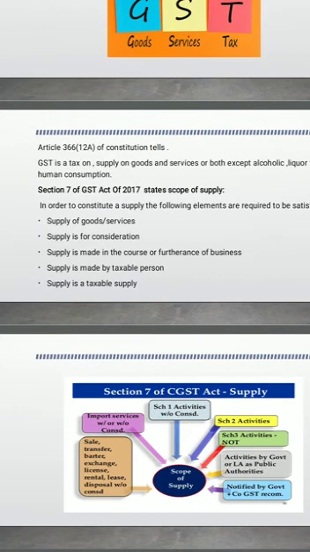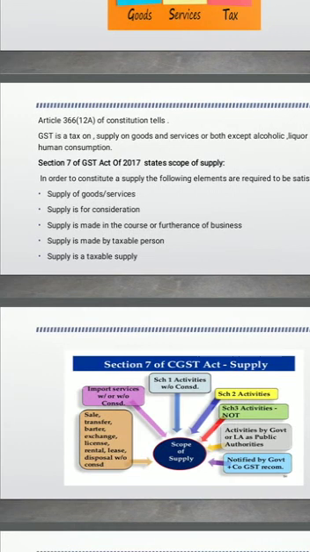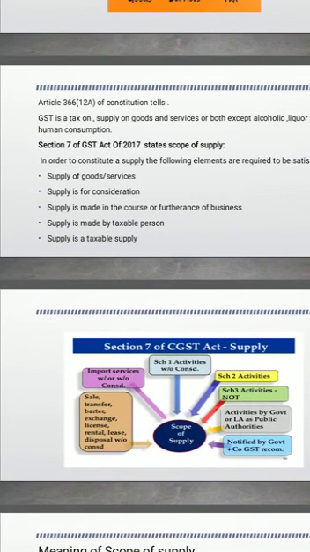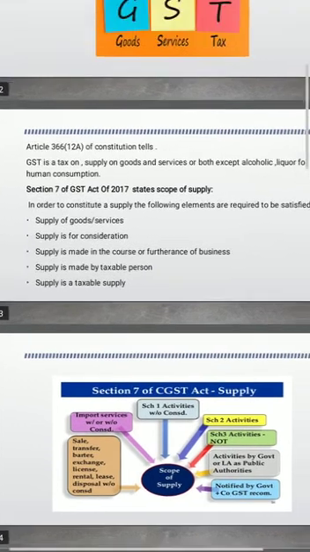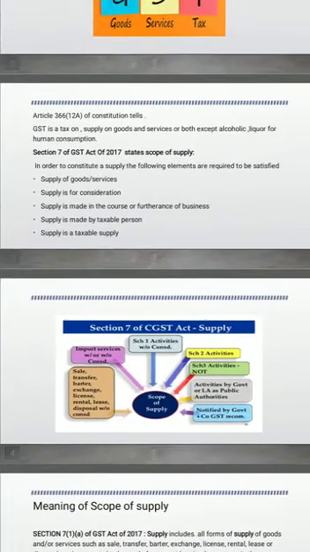Next, supply is made by a taxable person. When a taxable person makes a supply, it is also considered a supply according to the GST Act. For example, if a manufacturer supplies the manufactured goods to the distributor or the wholesaler, here the manufacturer is a taxable person because he will be producing a number of products and earning in lakhs. He is liable to pay tax. So, when the supply is made by a taxable person, it is considered a supply according to the GST. Next, supply is a taxable supply. Whatever supply is going to take place, it should be taxable. When all these 5 elements are satisfied, then it is considered a supply according to GST.